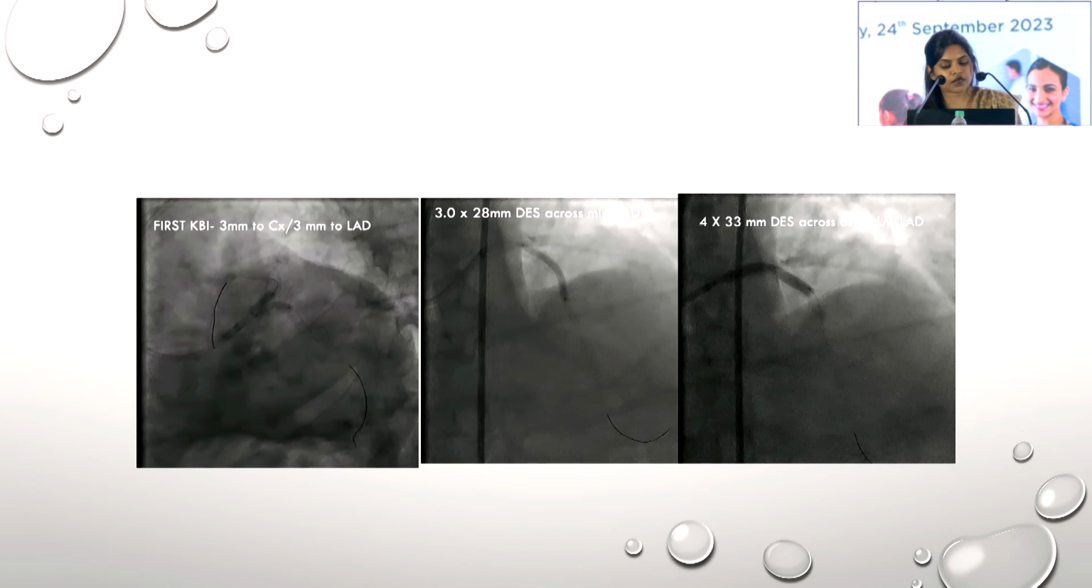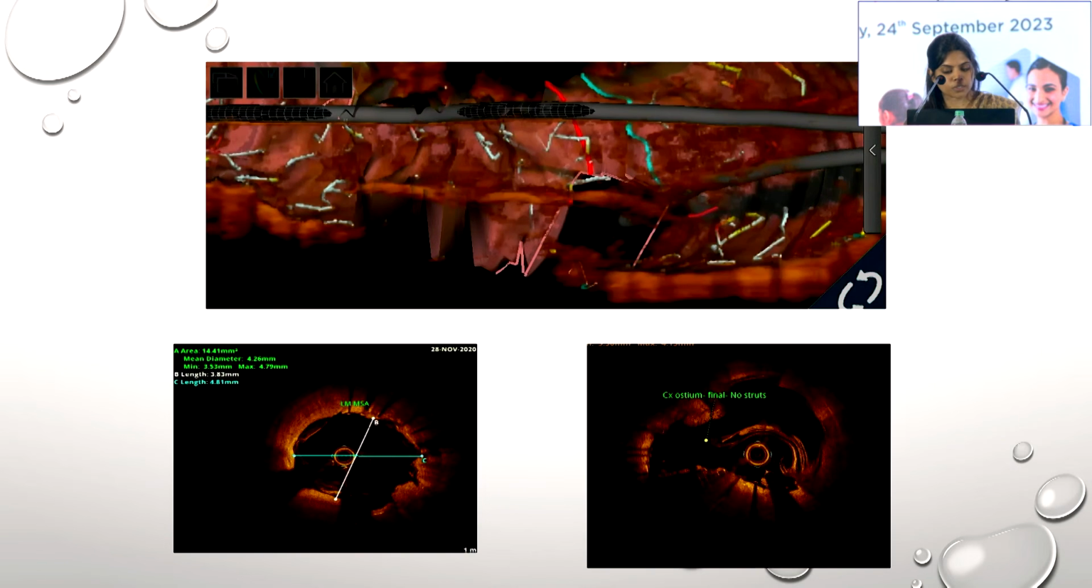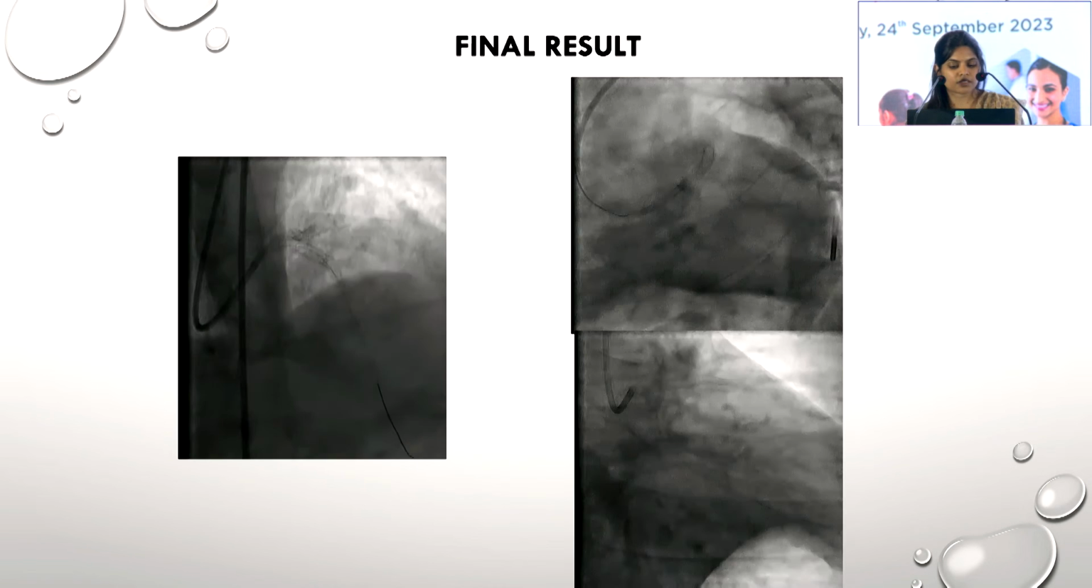DK crush was done, and this is again the bifurcation view, which is showing us that the ostium is free of stents post-kissing. There was some malapposition, which was optimized with a POT again, and this is the final result.